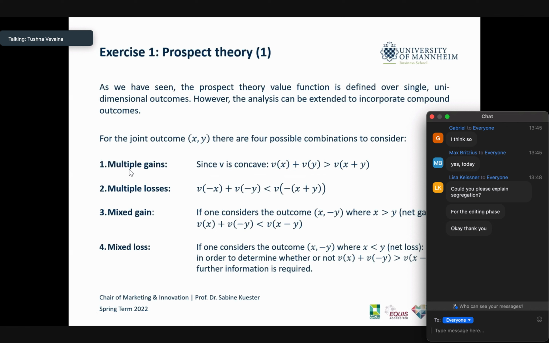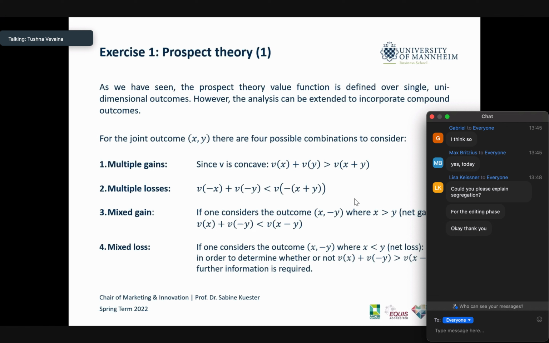So what happens is in multiple gains, you have X and Y as positive numbers. That means the person is making several gains and hasn't lost any amount of money. And that's why V is going to be concave. And your value of X plus your value of Y individually is always going to be greater than your value of X plus Y combined.